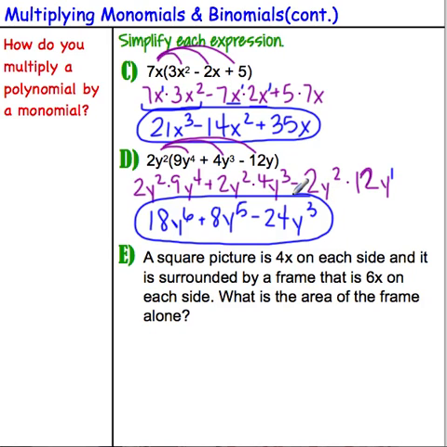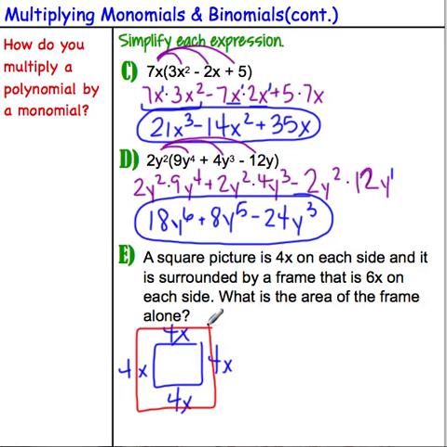This last one, I know word problems scare a lot of you, but they really shouldn't. We have a square picture, so let's start by drawing a picture here. We've got a square picture that is 4x on each side, and it's surrounded by a frame that is 6x on each side, and I'm not going to label all of them. What is the area of the frame alone?